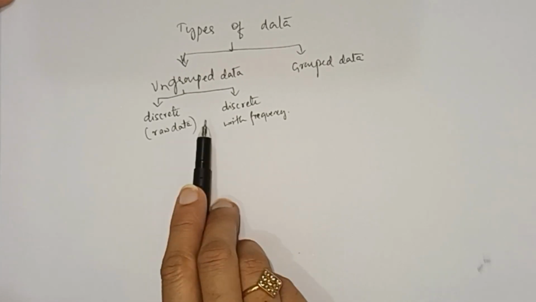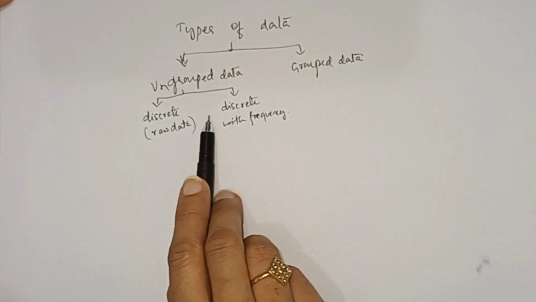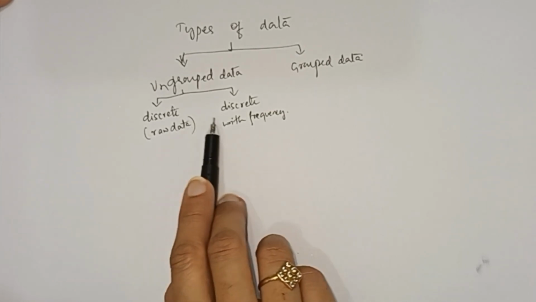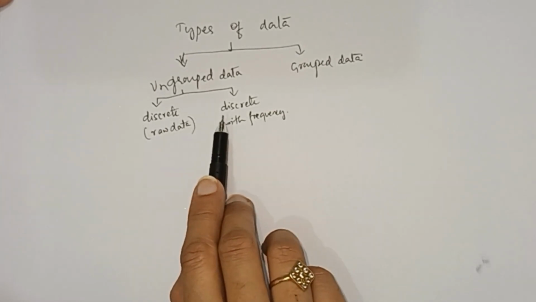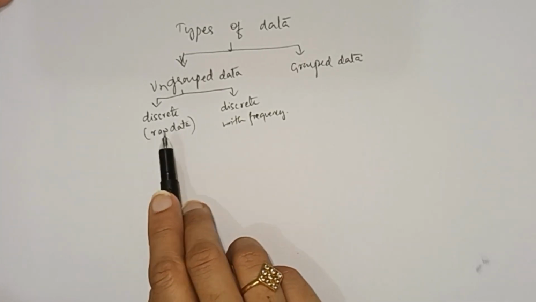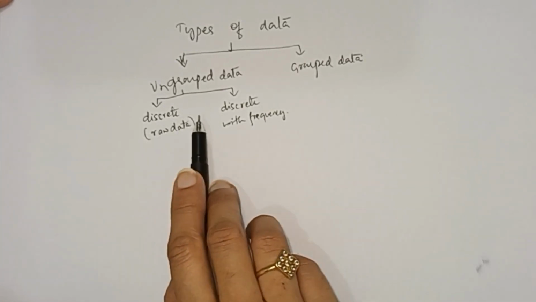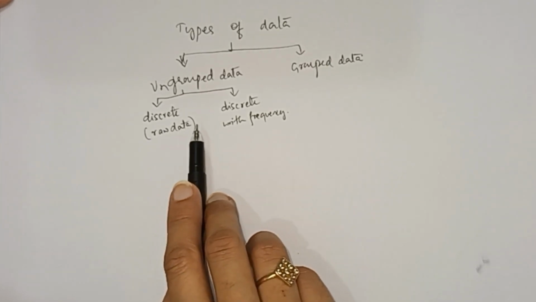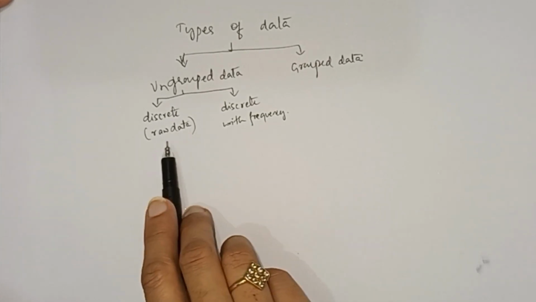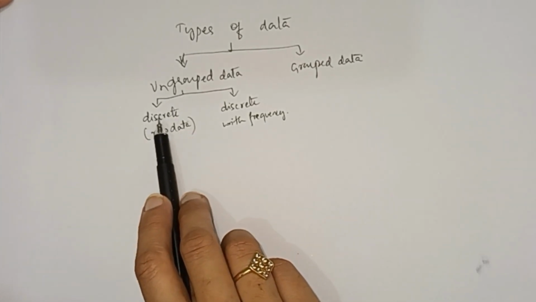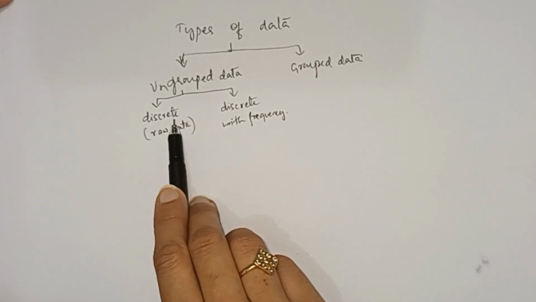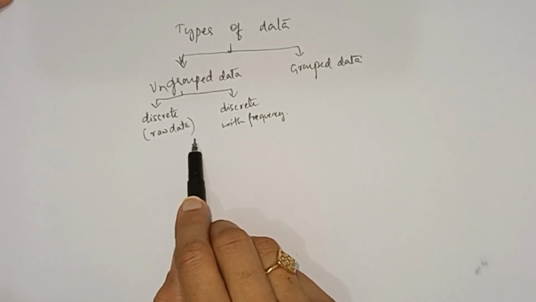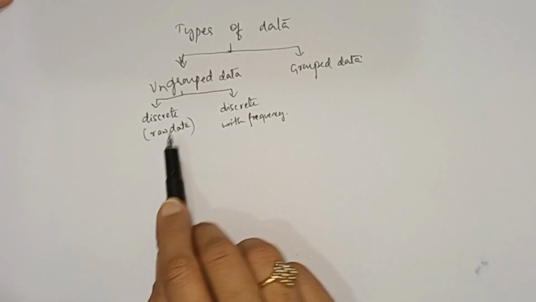Discrete data means here data points are whole numbers. For example, when you have to find out the number of pages in a book, then we have 1, 2, 3, 4, and so on. It takes only whole numbers as its value. You don't have the number of pages as 1.5, 2.5, and those values are not taken by that variable. So such data is called discrete data. Raw data means your frequencies are not given, just the data points are given.